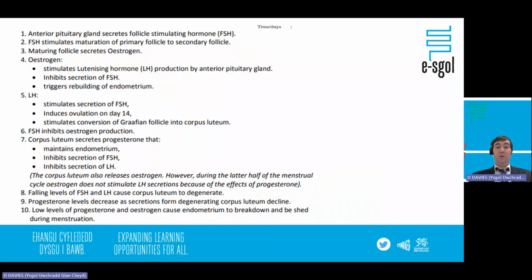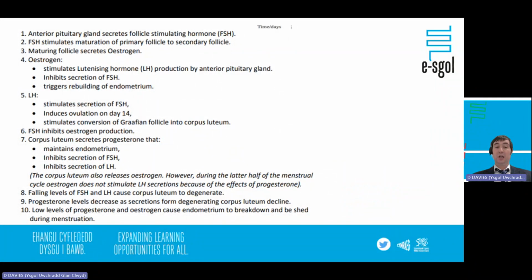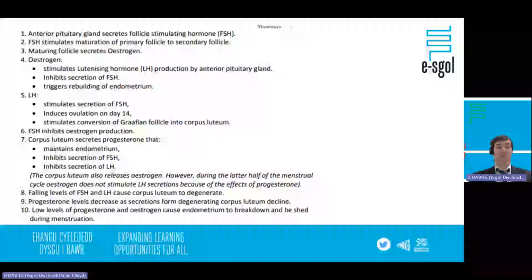Okay, falling FSH and LH cause the corpus luteum to degenerate. Progesterone levels decrease, the corpus luteum declines, and low levels of progesterone and estrogen cause the endometrium to break down and to be shed during menstruation. Okay, and that then will recur with number 1. Okay, so it's a cycle. So post-puberty, that cycle happens roughly once a month until the menopause.